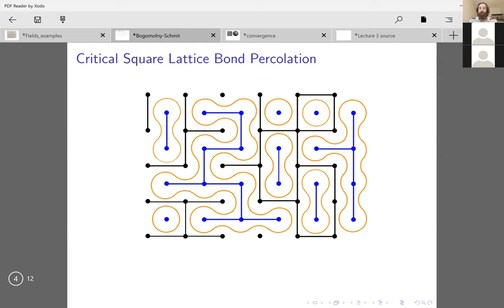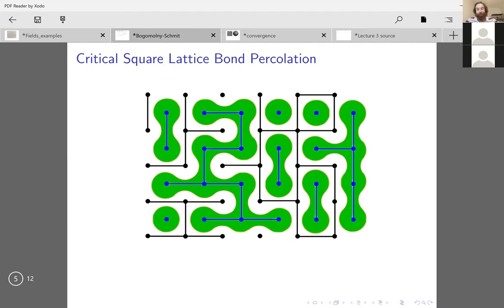And then you get these clusters. You have black connected clusters and blue connected clusters. And you also can draw these orange curves that separate black and blue and color these domains. So we have green domains around blue clusters and white domains around black clusters. So this model is called percolation. Bond percolation, because we are playing with bonds, not with vertices, bond percolation on square lattice.